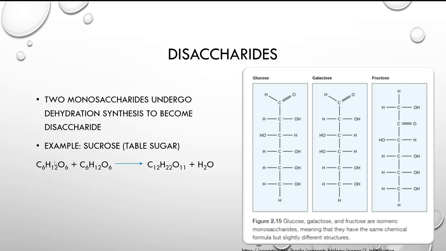So basically, we have two monosaccharides. Look at the formula. They have exactly the same ratio: 1 carbon to 2 hydrogens to 1 oxygen. In this case, we have a glucose and a fructose. They're going to be joined together to form sucrose. Sucrose is table sugar, okay? Whatever you use for making cookies, that's sucrose. That's basically a disaccharide formed from glucose and fructose.